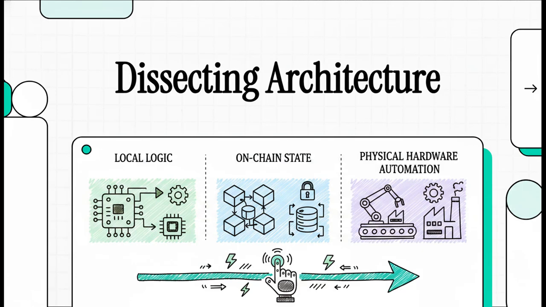Okay, let's dive right into this. Welcome to the Explainer. Today we are tackling a massive, kind of persistent point of confusion that's been swirling around the developer ecosystem. And honestly, it's time we clear it up once and for all. Our goal today is to rigorously dissect two completely different technological components, local logic and on-chain state. And then, as you'll see, show you exactly how they snap together to create actual physical hardware automation.